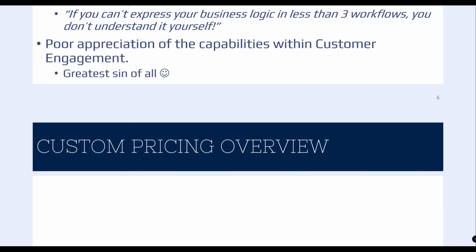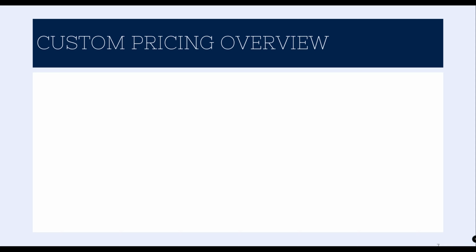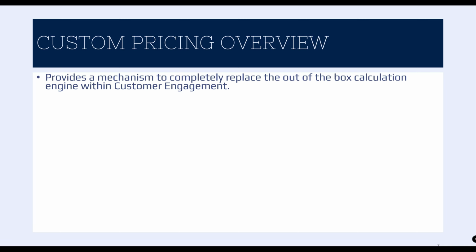So these are some of the problems when we start to look into the scenario I mentioned a few minutes ago. This is potentially a good scenario where custom pricing could come in and help to deliver a better solution. But what is custom pricing, most importantly? It's effectively a means of replacing the various out-of-the-box calculations that customer engagement performs when you're creating a quote, adding products onto that quote, etc.